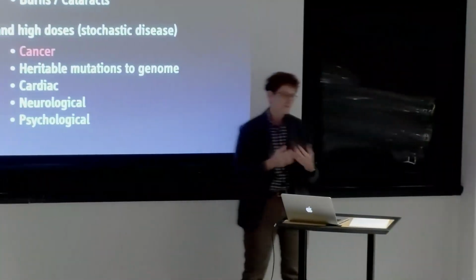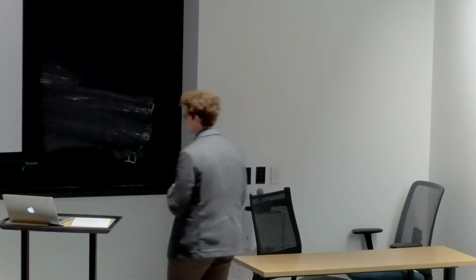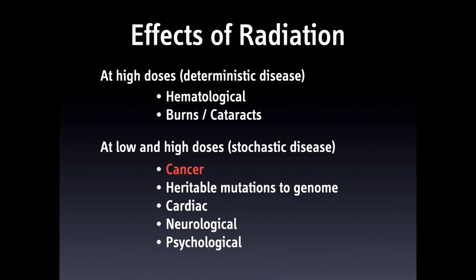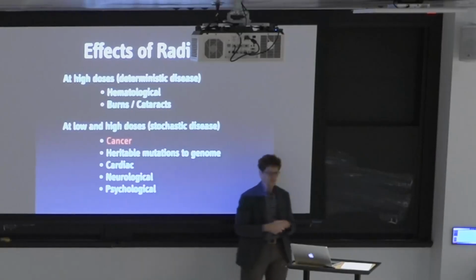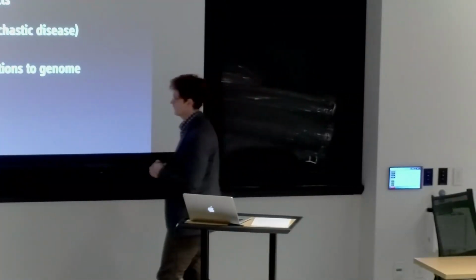The intensity of the disease is not proportional to the amount of radiation you get. The probability of getting the disease is what is proportional to the amount of radiation you get. And so there are also lots of different things in the stochastic category, but the big one that we always talk about is cancer, genomic mutations. And some genomic mutations do things other than causing cancer.